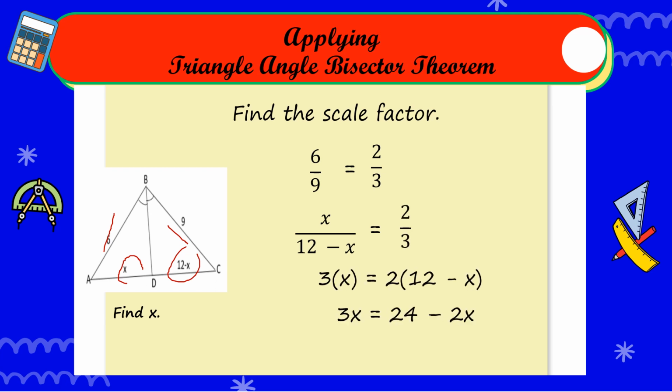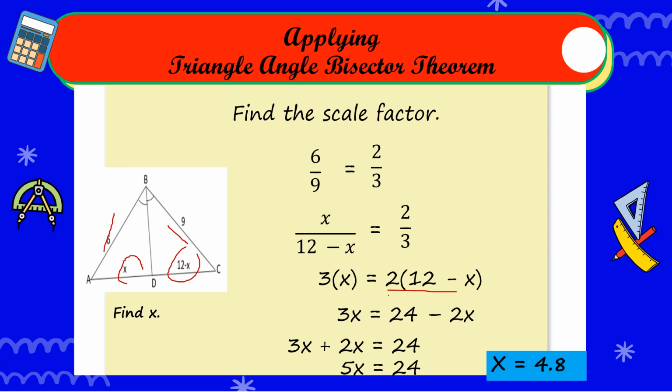Cross multiply, then distribute 2. So 2 times 12 is 24. And then 2 times negative x is negative 2x. Move negative 2x to the other side. So mahimo siyang plus. And then 3x plus 2x is 5x. Divide both sides by 5. So the answer is x equals 4.8. Alright.